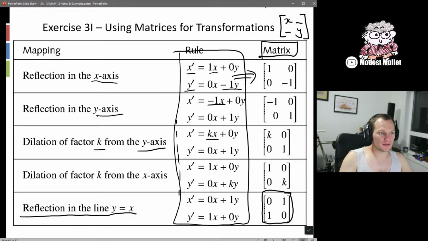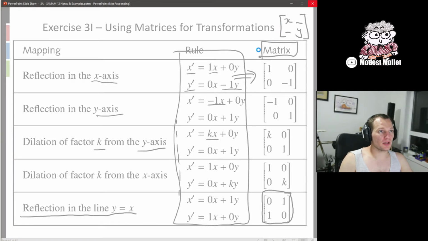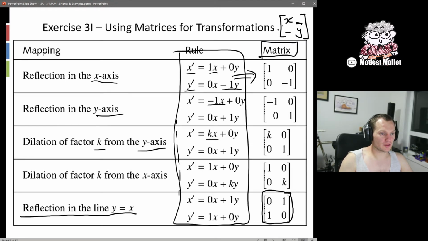But the way I think of it, the way I remember, and PowerPoint is possibly crashing on me. Oh no, it's come back. My x coordinate is top left, my y coordinate is top right. So I think intuitively and logically, if I'm reflecting in the y-axis, what's the variable actually changing? Well, it's the x variable actually changing, so it becomes negative. So I put a -1 there.